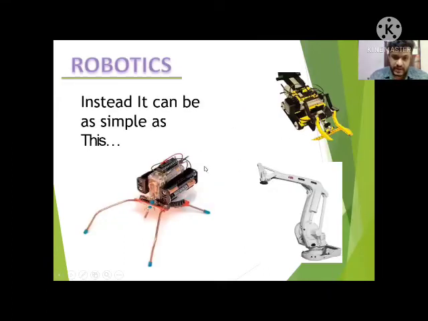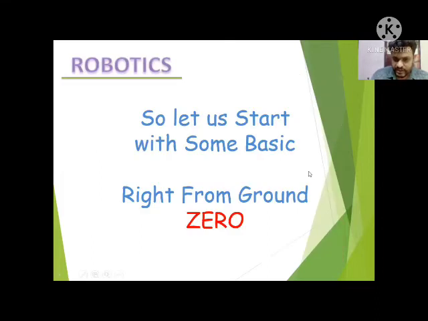Look here. This is a spider robot. This spider robot can climb on walls. This is also a robot. And here you can see that this is a robotic manipulator. That means this robot can take a box from one place and place it in another place. This is also an example of a robot. So as I already told, there are different types of robots, not only humanoid robots. We are learning about this vast area of robots. Now let us start from the basics.